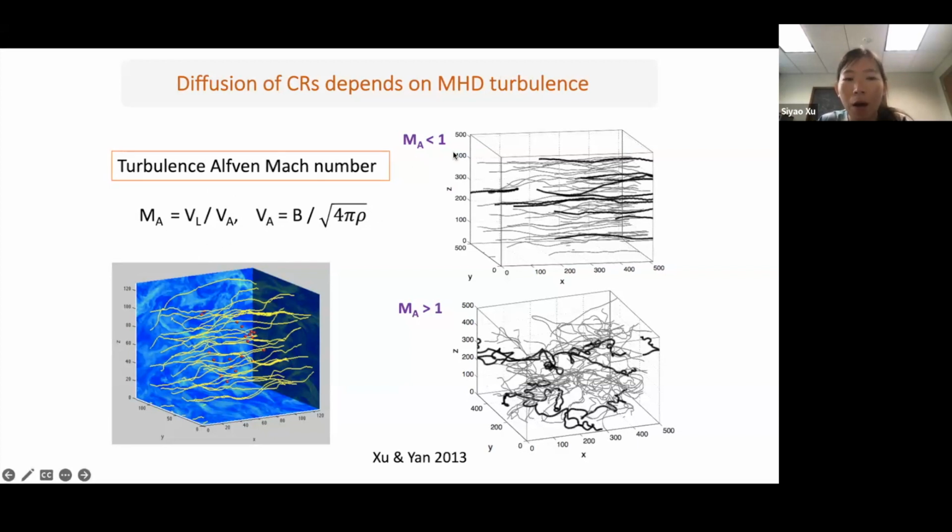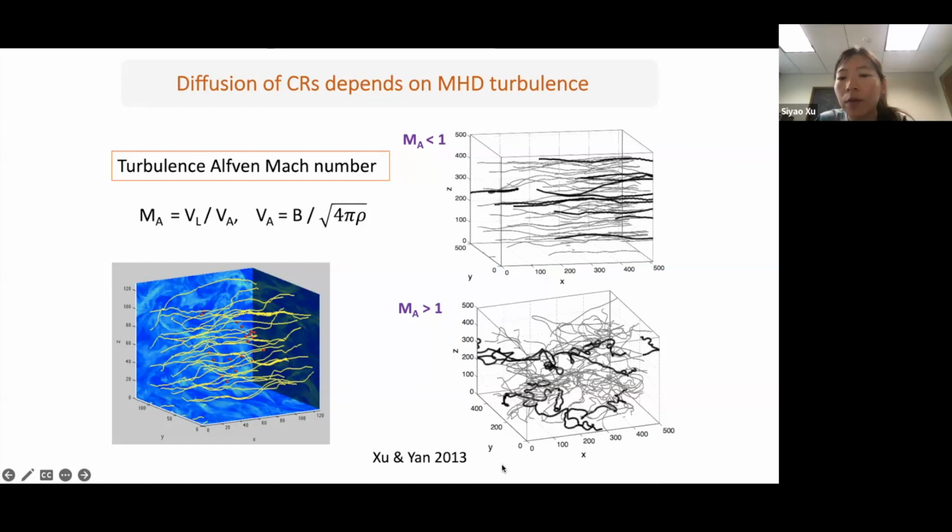When MA is small, we have sub-Alfvénic turbulence. This means that in terms of energy, the turbulent energy is smaller than the magnetic energy in the medium. So in this case, magnetic fields are weakly perturbed by turbulent motions. In this simulation, the thin lines represent magnetic field lines. You can see they are quite smooth with small perturbations. But in other cases, if we have MA larger than 1, we have super-Alfvénic turbulence. In this case, the turbulent kinetic energy is larger than the magnetic energy. So turbulence can easily distort the magnetic field lines. You can see in this case, the field lines become highly turbulent, highly tangled.